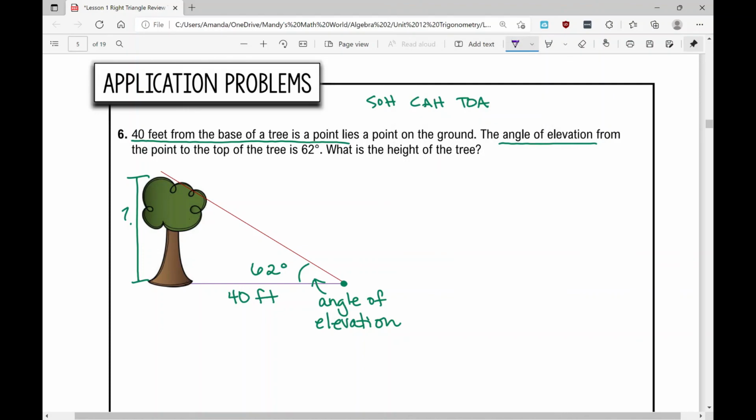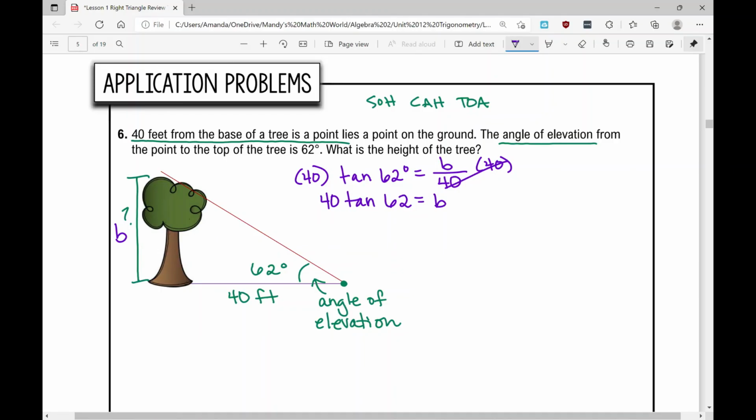What is the trig function that shows the ratio of the opposite side to the adjacent side? It's tangent. So I'm going to write the tangent of 62 degrees equals the opposite side, which we'll call b, I'm just giving it a letter, over the adjacent side, which is 40. Now I want to get b all by itself, so I'm going to multiply both sides by 40. That deletes it over here, and I've got 40 times the tangent of 62.